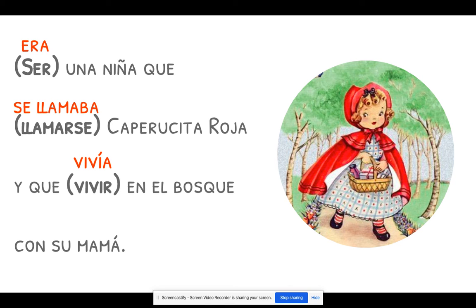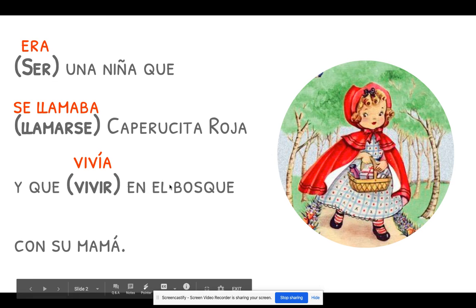I'm going to rephrase this one in English. So these three verbs are all in the imperfect because they all do the same job. And their job in this story is to describe. So we're saying there was a girl who was named Little Red Riding Hood. So we're describing what her name was, and who lived in the forest with her mother. It's a description of where she lived.